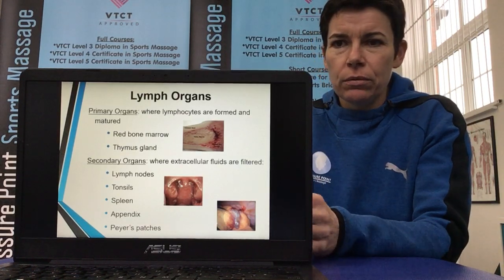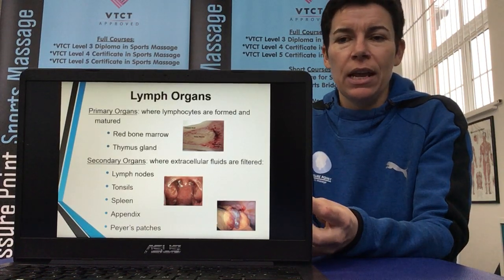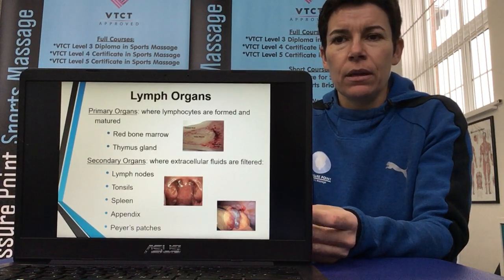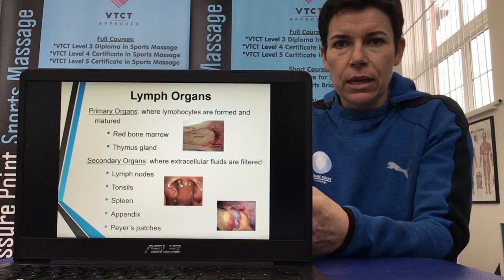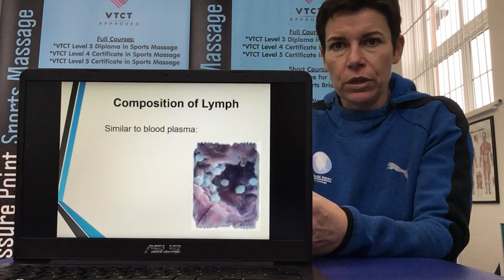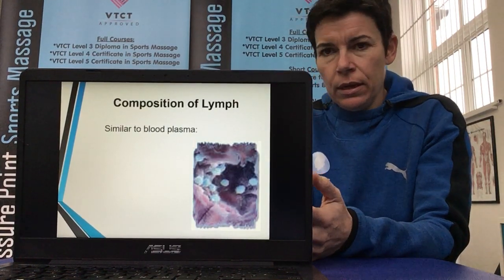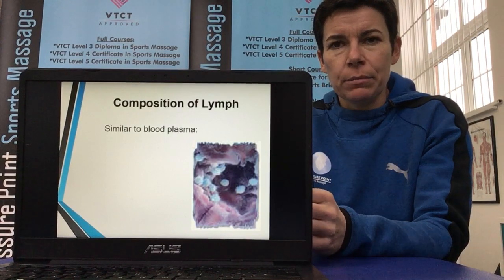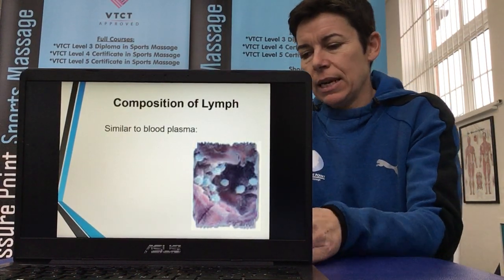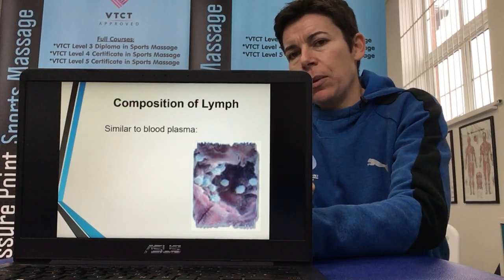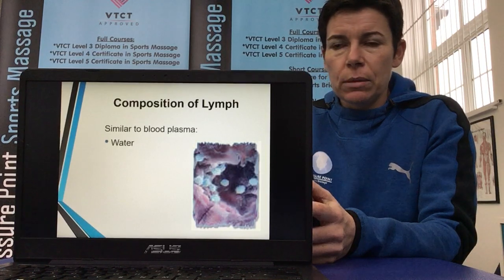And then the final secondary organ is a Peyer's patch, or Peyer's patches, which are found in the intestines. Okay, so these are where the extracellular fluids are filtered. So what is lymph actually made of? It's very similar to blood plasma, and blood plasma is 96% water and contains hormones and nutrients. So it looks similar in colour. So water is the main ingredient.